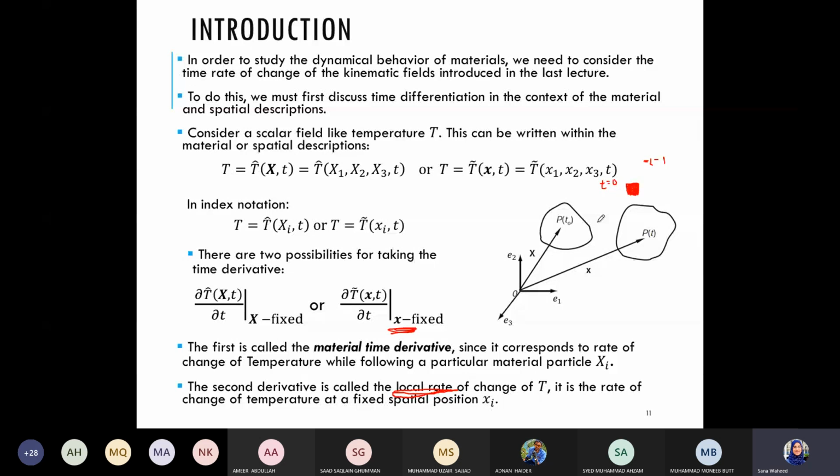Okay? I hope these two things are clear to you. They're massively different in terms of the physical meaning. In one, I'm looking at the rate of change of a property of a particle, whereas in the other, I'm looking at the rate of change of that property at a fixed point in space. Right. Okay. So let's move on from these.